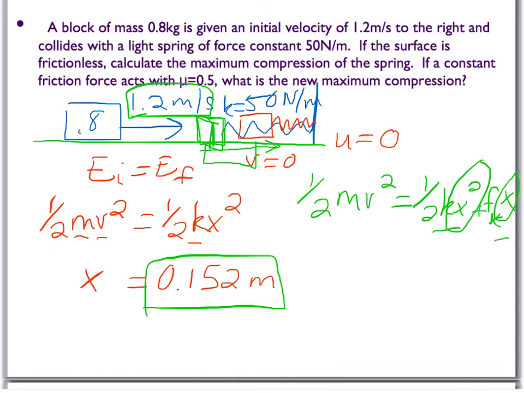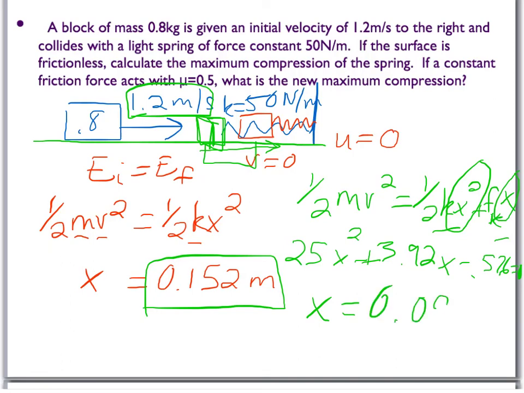When you just start simplifying and plugging in the values, you would get 25 x max squared plus 3.92 x minus 0.576, and all of that would be set equal to 0. So when you plug this into the quadratic equation, you would choose the positive root or solution to that, and you would get about 0.0924 meters.